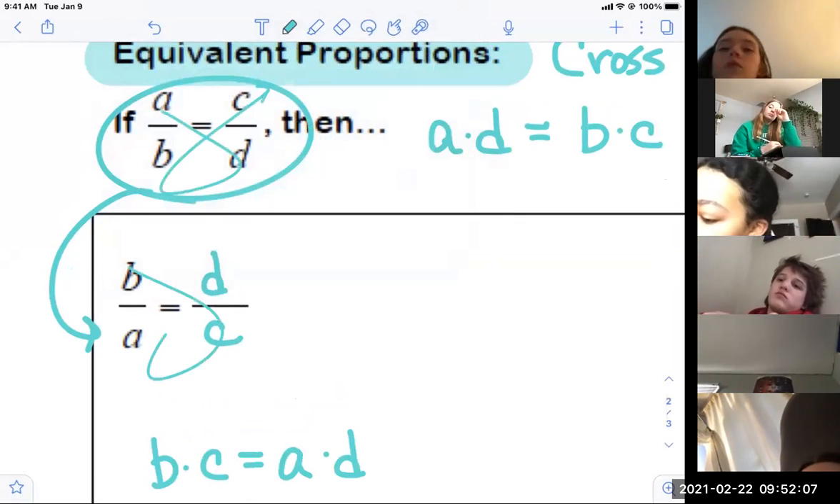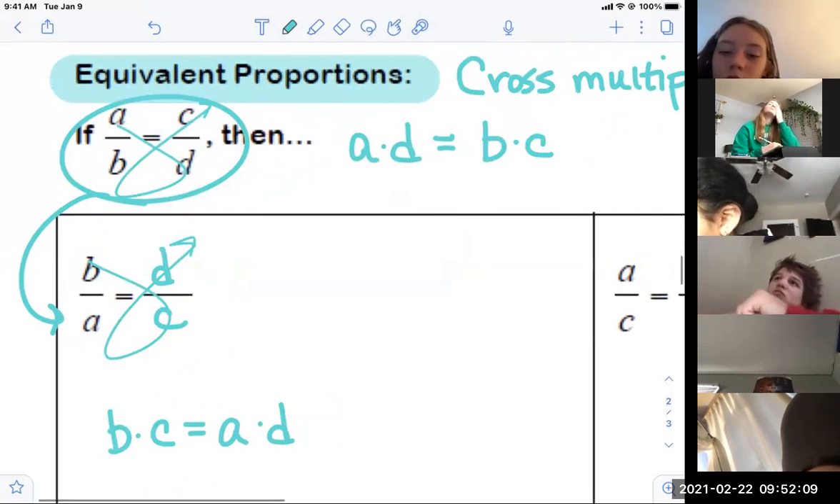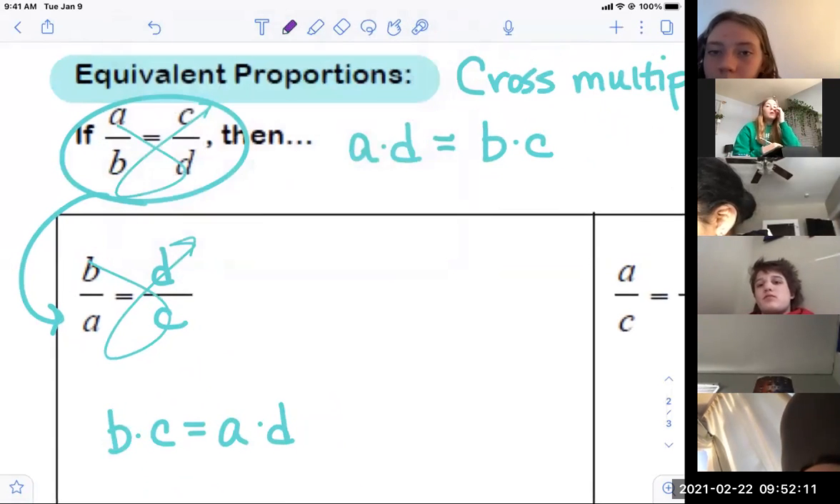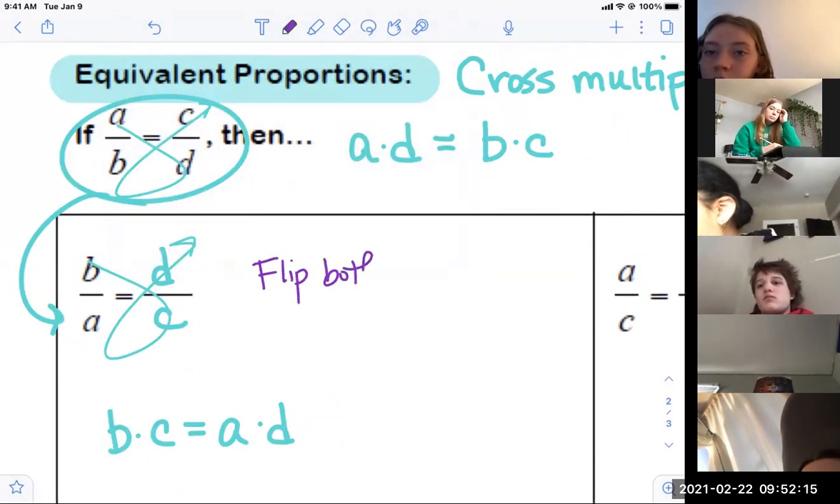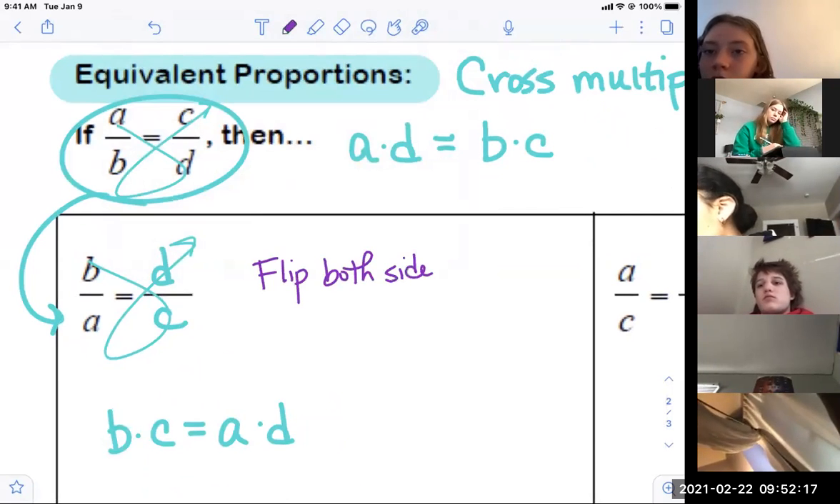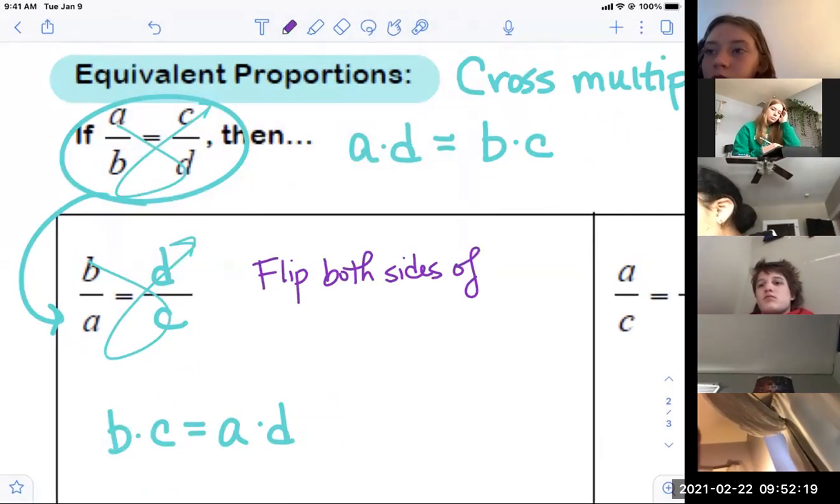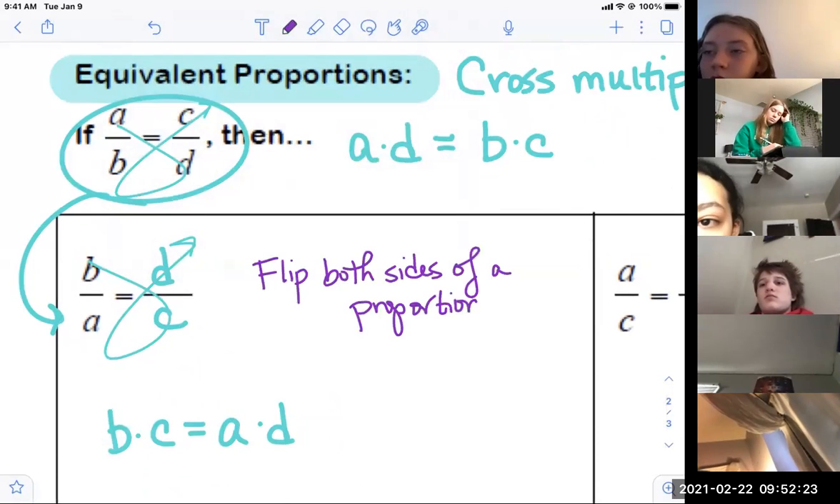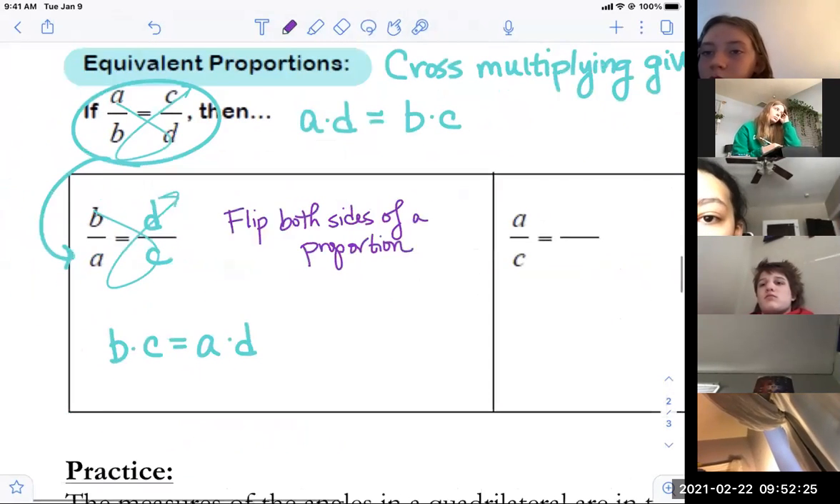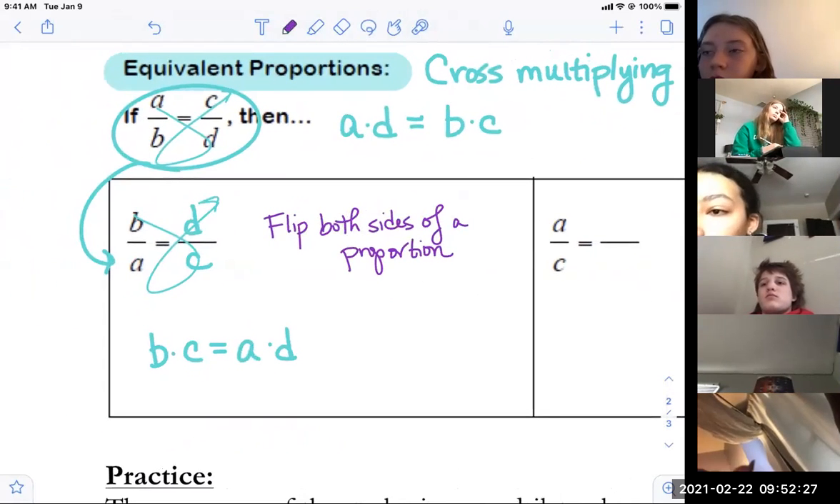And one way that you can create a new proportion from an old one is by flipping both sides. Okay, you were allowed to flip both sides of a proportion. Okay, how about the next one?